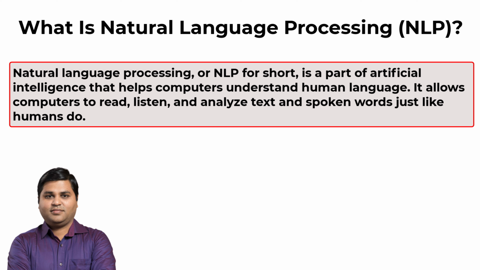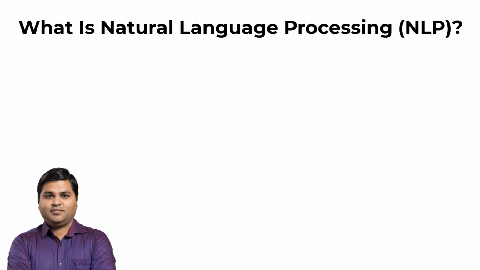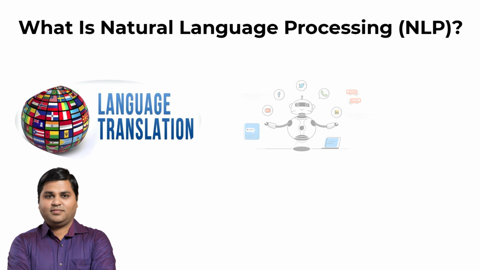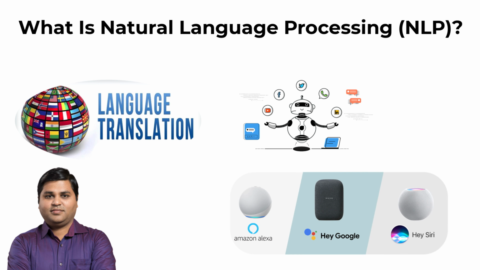Natural language processing, or NLP for short, is a part of artificial intelligence that helps computers understand human language. It allows computers to read, listen, and analyze text and spoken words just like humans do. This means that computers can understand and make sense of things like books, emails, social media posts, and even spoken conversations. NLP is very useful because it helps computers communicate with humans more easily and accurately, and it is used in many applications like language translation, chatbots, voice assistants, and more.